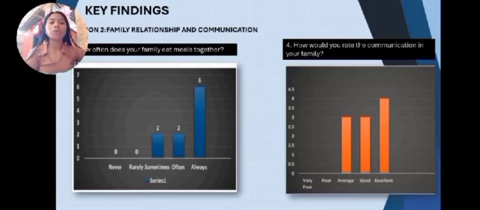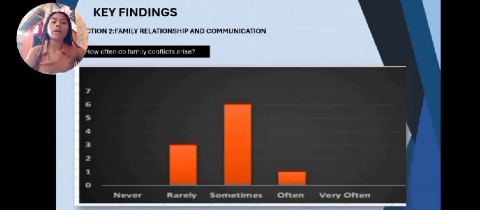Number 4. How would you rate the communication in your family? The data interprets that excellent received the highest response of 4, followed by both average and good with 3 responses, then followed by very poor and poor. Next is, how often do family conflicts arise? It shows that family conflicts most often occur sometimes with 6 responses, while rarely has 3 responses, then often receives 1 response, and both never and very often have no response.